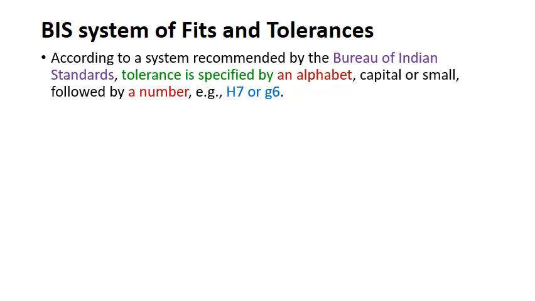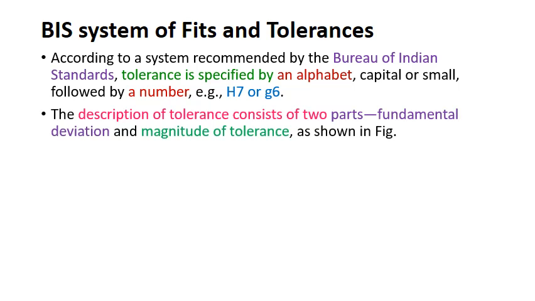So how are these fits and tolerances specified? We basically use the Bureau of Indian Standards. So there is a way to specify a fit and a tolerance. For example, a tolerance is indicated by an alphabet, either lowercase or uppercase. Uppercase is meant for the hole and lowercase is meant for the shaft, followed by a number. We'll see what that number means in the upcoming slides.